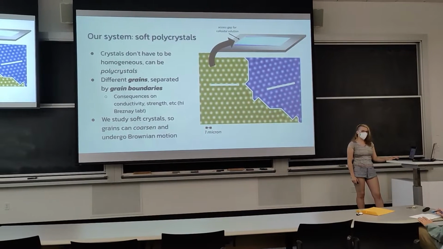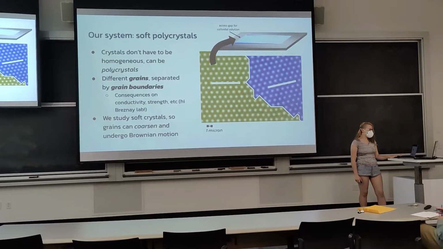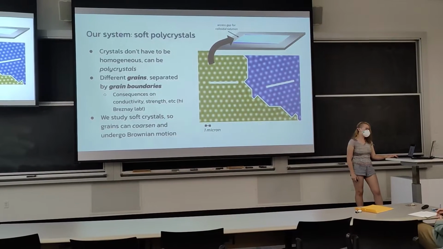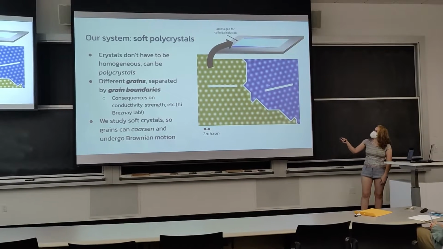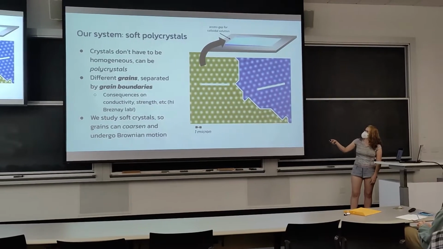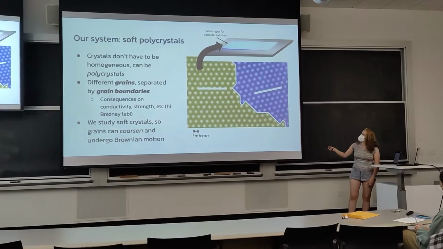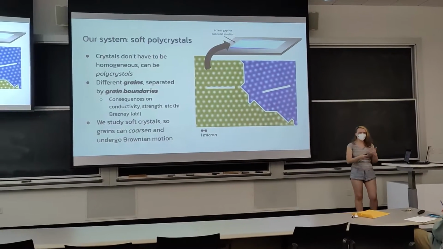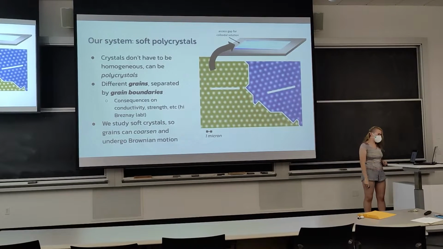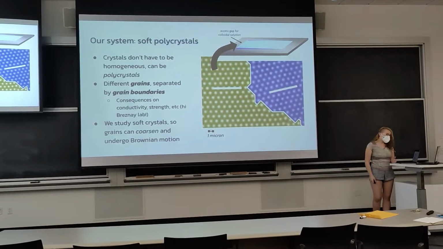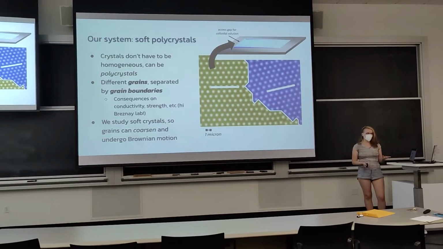So we're dealing with crystals, and these are not the kind of crystals that you would expect from, say, Chem 23. These are polycrystals, which are composed of different grains at different orientations, and they're separated by a grain boundary. Now, the grain boundary is just the region between the grains where the lattice points don't line up because the grains are misaligned. And it's also important to note that this is a soft crystal.